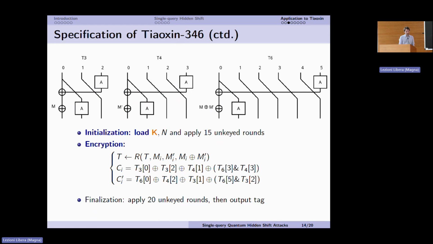And let's focus on the initialization and encryption part. So when you initialize, you just load the key and the nonce in the internal state. When you encrypt, you absorb the blocks, and then you output ciphertext blocks. And then there is a finalization because you need to output a tag, but we just focus on the encryption. The ciphertext blocks have some expressions that depend on the current values of the internal states. We need to find some hidden shift in that, which will depend on the key and the nonce. So we just look at the expressions of some ciphertext blocks.